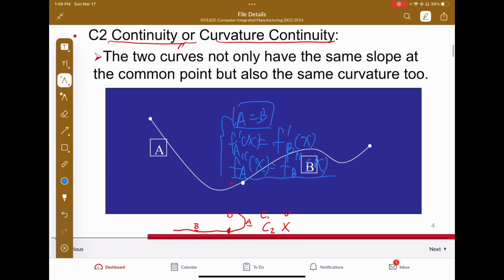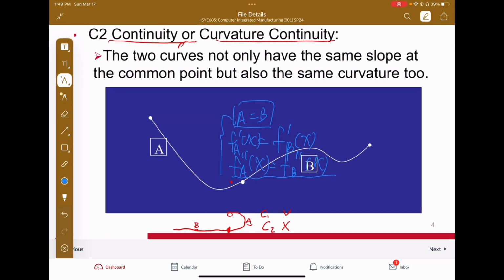And then we have curvature continuity. You can think about it based on the tangent. We have another derivative, so we have two orders of the derivative the same. So this is the second one. We also call it curvature continuity.